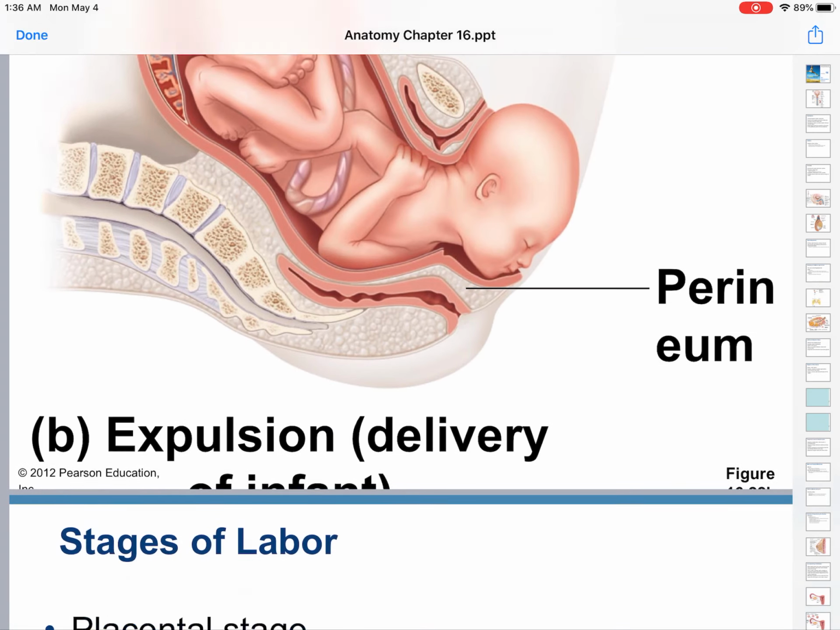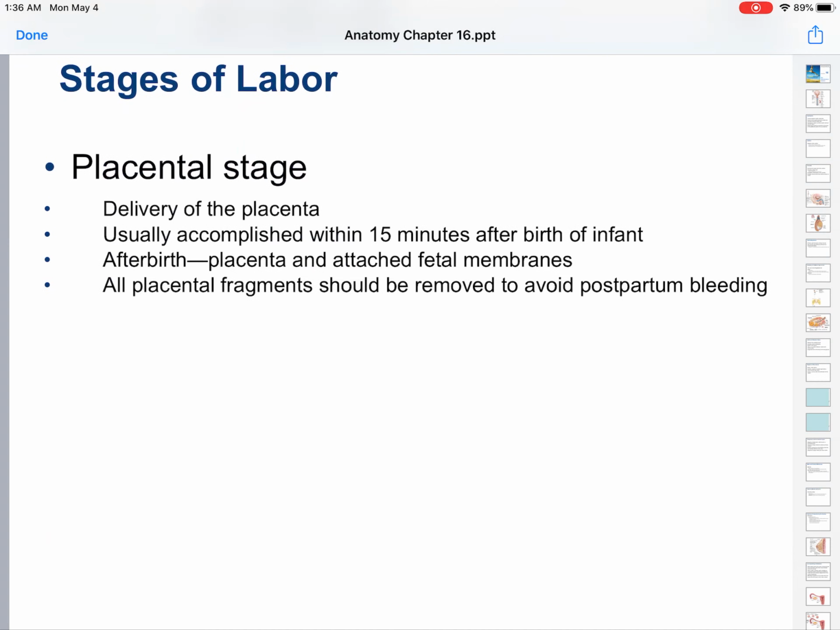Expulsion, push the baby out of that vaginal canal. Placental stage, once the baby has been born, once you have pushed that baby out, you deliver the placenta, the afterbirth, usually within 15 to 20 minutes after the baby is born. The afterbirth is officially the placenta and all the attached fetal membranes.